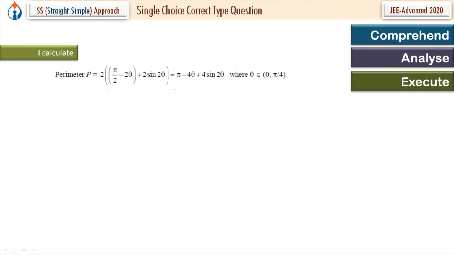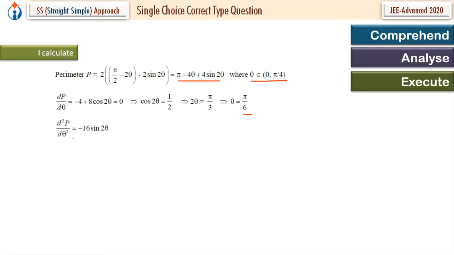So perimeter is 2 times (a plus b), side का length. So we got perimeter P equal to this, and the value of theta is from 0 to pi by 4. Differentiate this, put equal to 0 to get the critical point, because cos 2 theta is equal to half. So 2 theta is equal to pi by 3, theta is equal to pi by 6, which lies between 0 to pi by 4. Now d square P upon d theta square, the second order derivative, we got this.